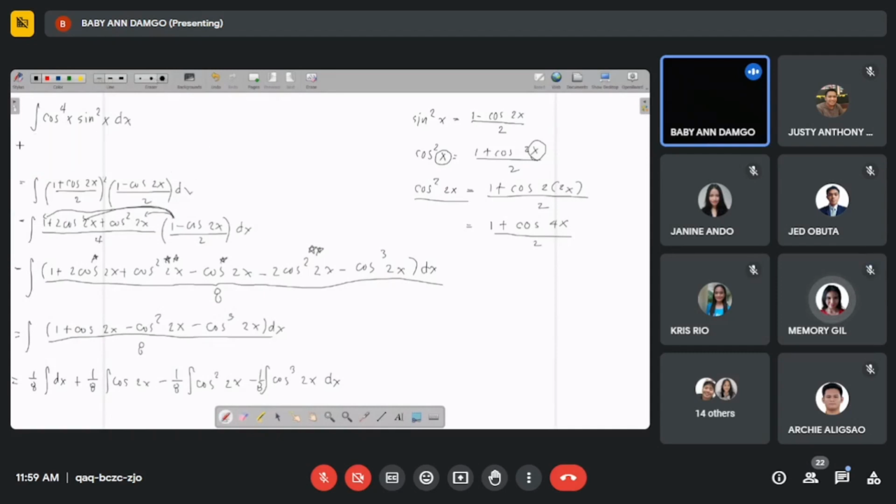So this is equal to 1 over 8. It is a continuation, okay. So, dx plus 1 over 8 integration of cosine 2x dx, minus 1 over 8 integration of cosine squared 2x minus 1 over 8 integration of cosine cube 2x dx.